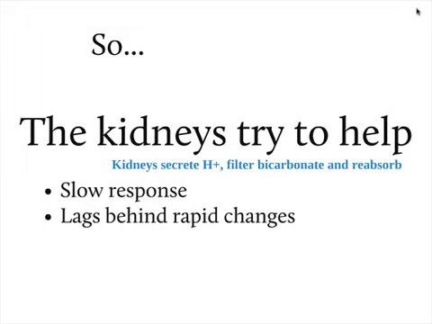So it lags behind, whereas we saw that respiratory compensation happens very quickly. Metabolic compensation via the kidneys happens quite slowly. It lags behind any changes in the pH. So when you're tracking serial changes, it's important to realise that fact.